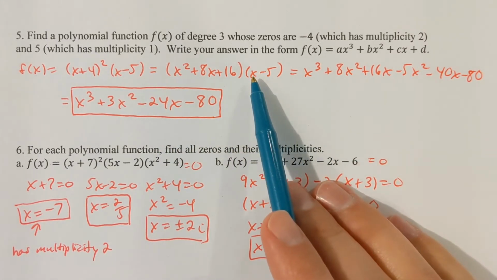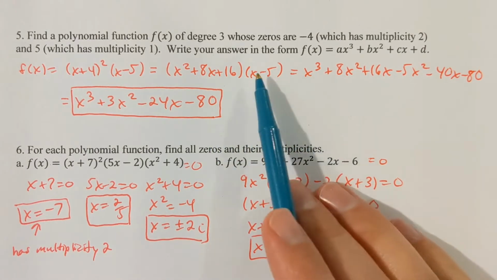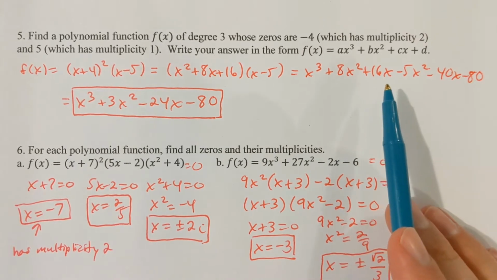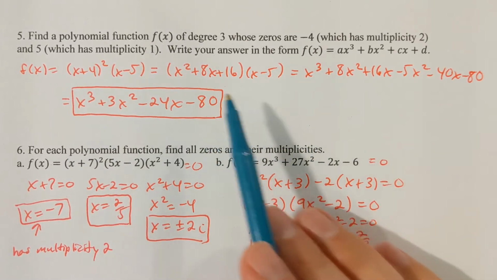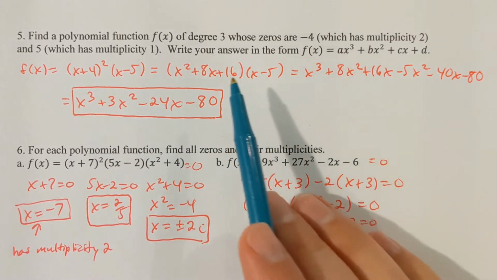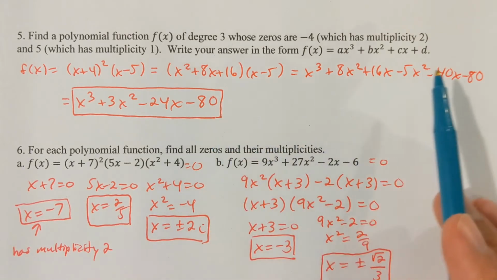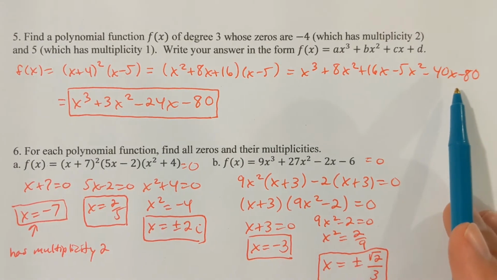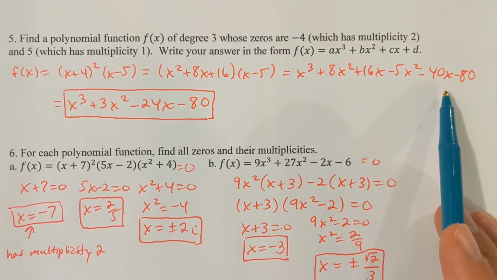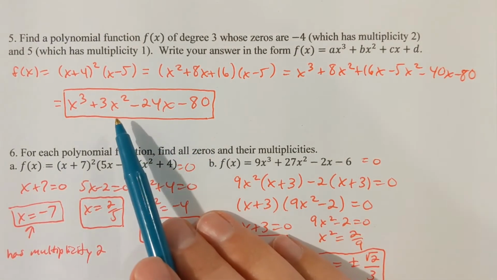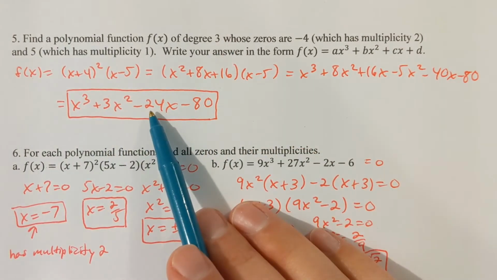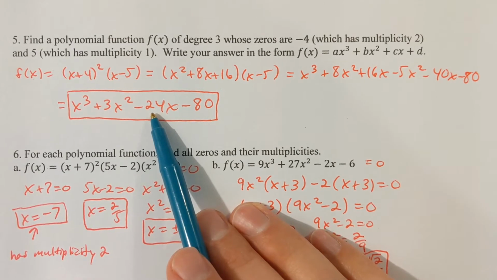So x times x squared is x cubed, x times 8x is 8x squared, x times 16 is 16x, and then -5 times x squared is a -5x squared, -5 times 8x is -40x, and then -5 times 16 is a -80 there at the end. Combine the like terms, and we end up getting this result here, which would be our degree 3 polynomial, and also our answer that we're looking for.